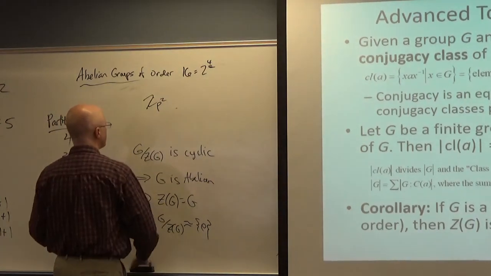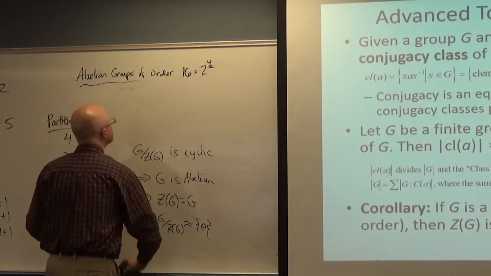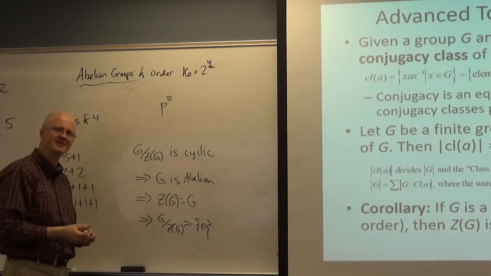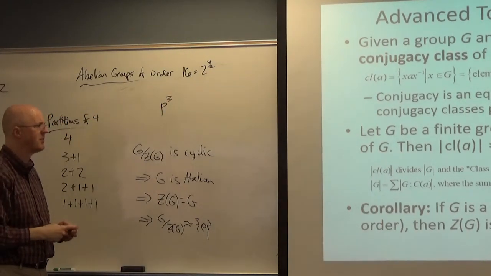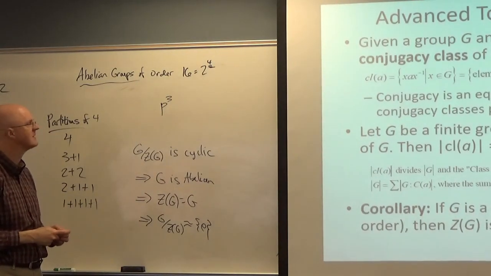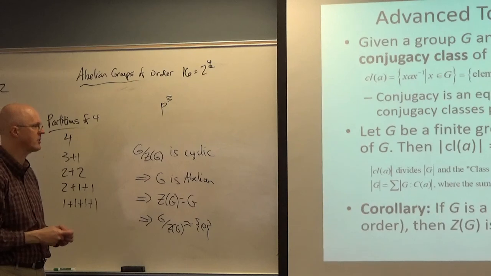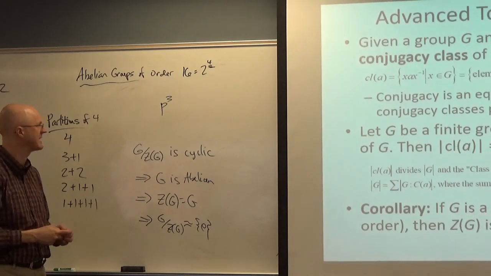A group of order p cubed is not necessarily abelian, but it would have to have a non-trivial center. And in fact, if it was not abelian, the center would have to have order p. Excuse me.